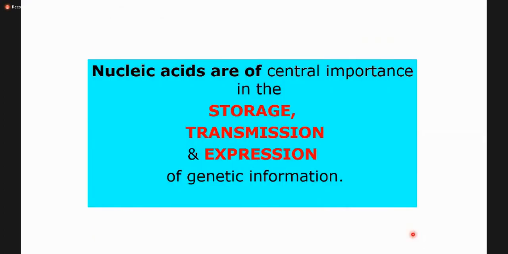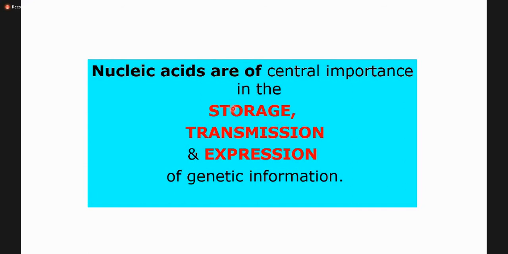Now, coming to the three important functions of genes, or the nucleic acids. Nucleic acids are of central importance in the storage, transmission, and expression of the genetic information. So genetic information is actually stored, transmitted, and expressed in the form of a nucleic acid. There are two types of nucleic acid, that is RNA, ribonucleic acid, and deoxyribonucleic acid. They play an important role in the storage, transmission, and expression of the genetic information.